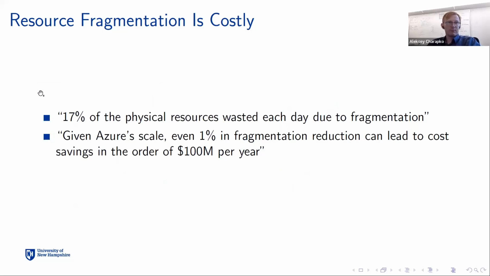And they also mention some interesting details about resource fragmentation. It's quite costly. Apparently, one study claimed that about 17% of physical resources are wasted each day due to fragmentation at some cluster of a smaller cloud provider. And another quote that they give is from Azure: given Azure's scale, even 1% fragmentation reduction can lead to cost savings in the order of $100 million per year. So, potentially a lot of money being wasted on this fragmentation.